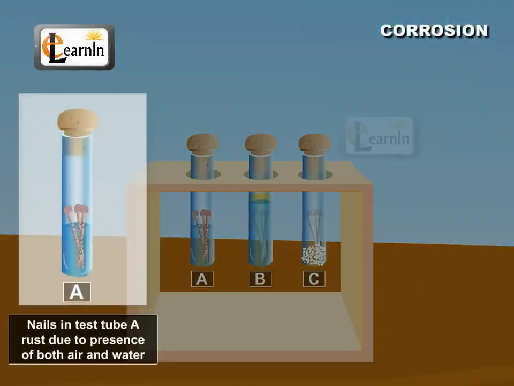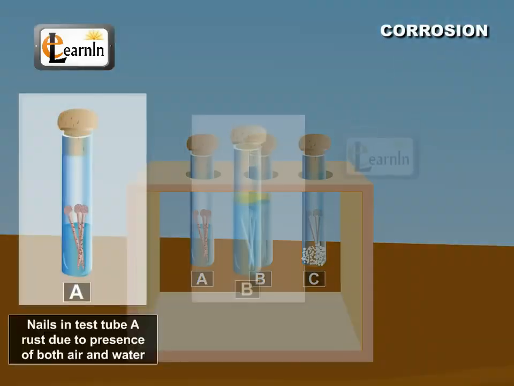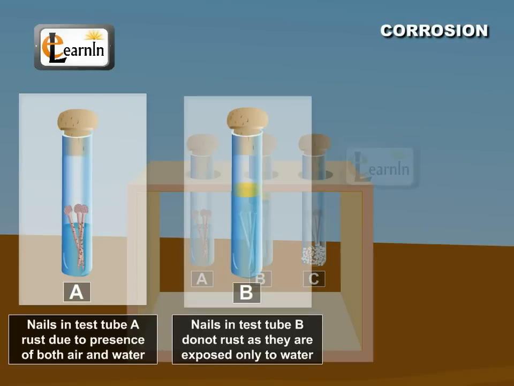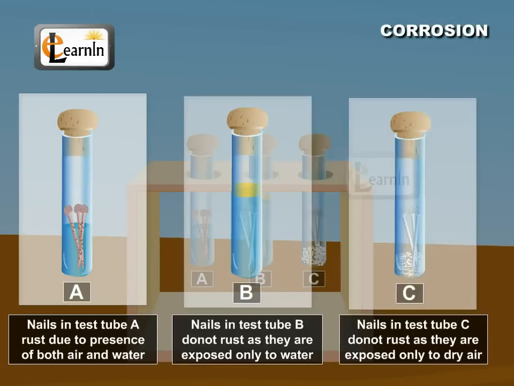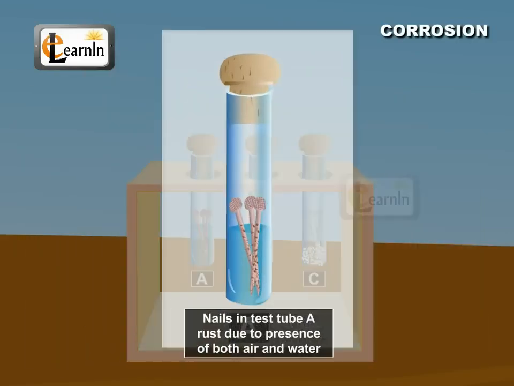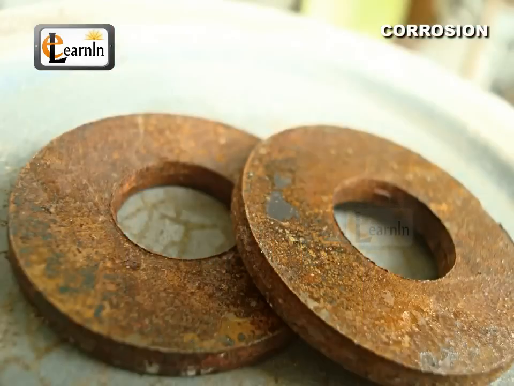Note that the nails in test tube A are exposed to both air and water, the nails in test tube B are exposed only to water, and the nails in test tube C are exposed to dry air. So it's clear from this experiment that both air and water are needed for the rusting of iron. By keeping iron substances away from both air and water, we can prevent them from rusting.